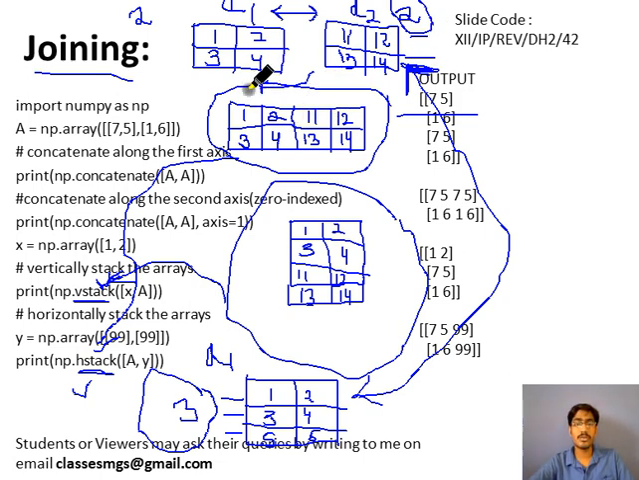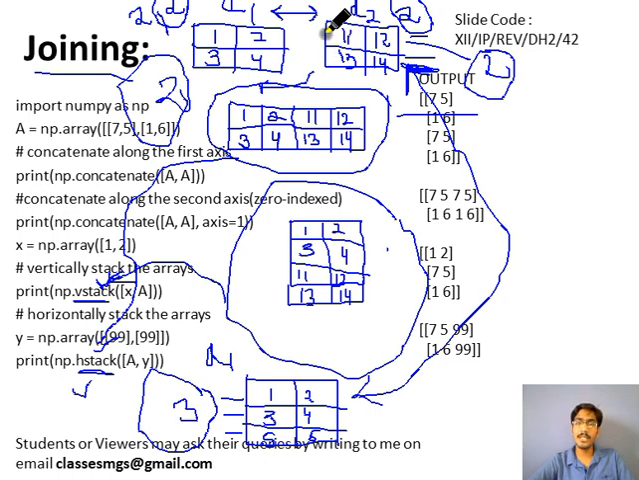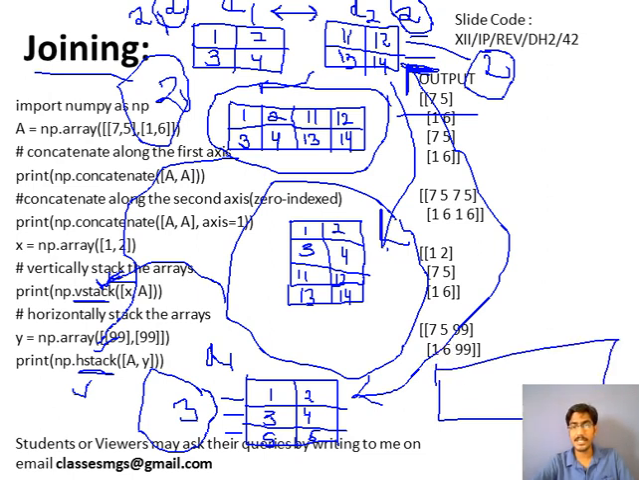Now the second condition you should remember is for joining vertically: the number of columns should be the same. How many columns are there in array A1? 2 columns. In this array how many columns are there? 2 columns. So the vertical joining between A1 and A2 is possible, and we can see the result like this. But if A1's shape were different, let's suppose the A1 array is like this.